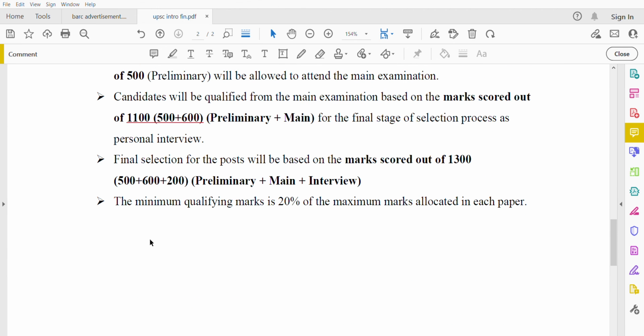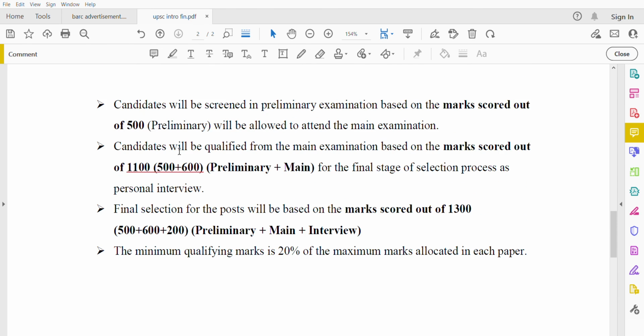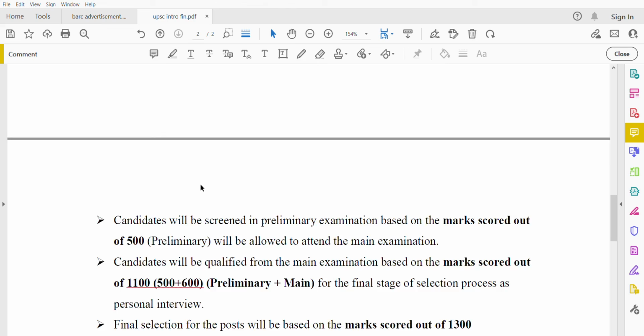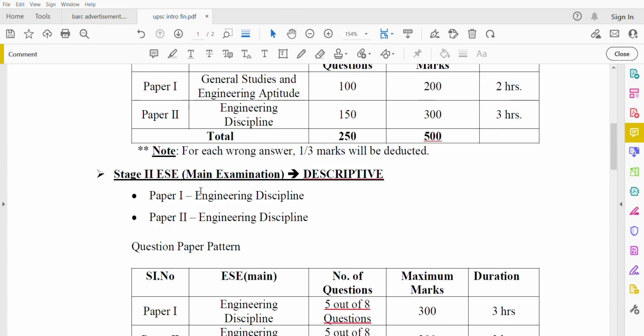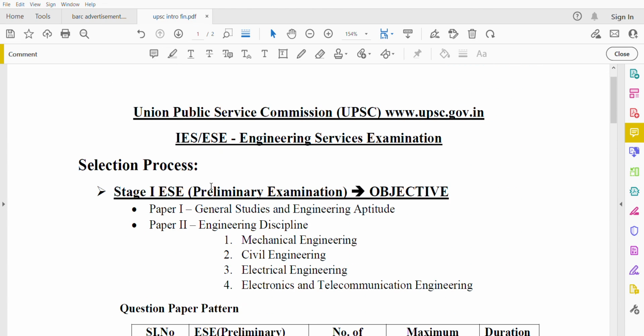So that's all. Finally, they will be selecting for the posts. So this UPSC examination is a good examination. We can attend it, and we can check our technical knowledge through this examination. Thank you.